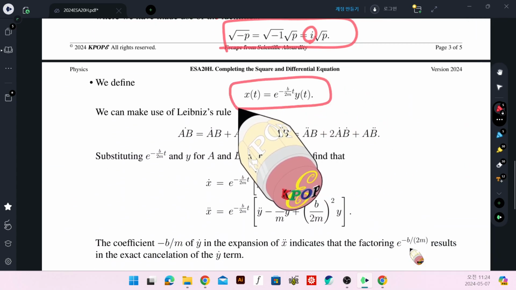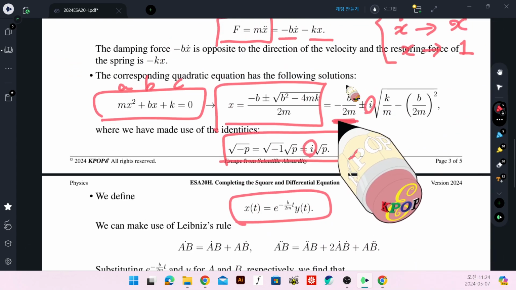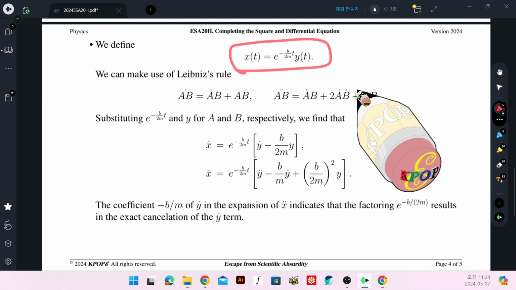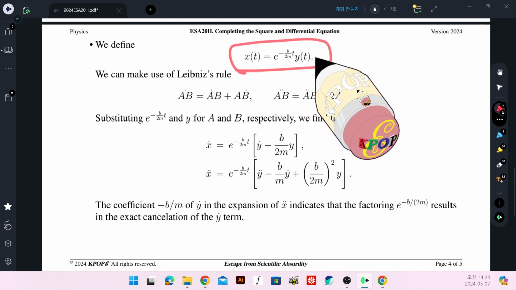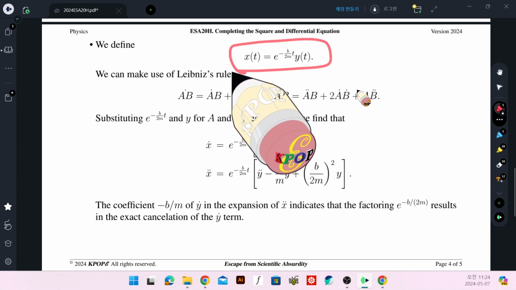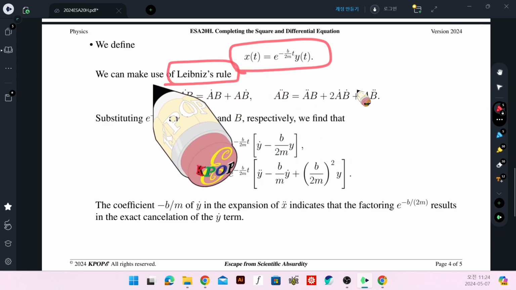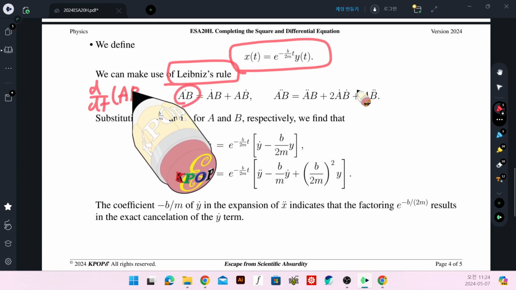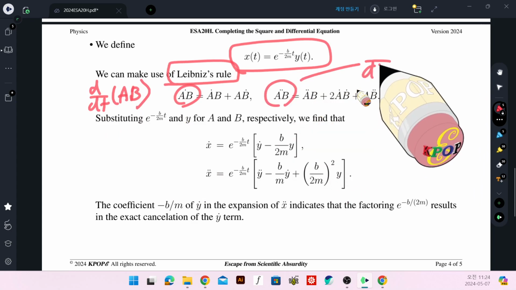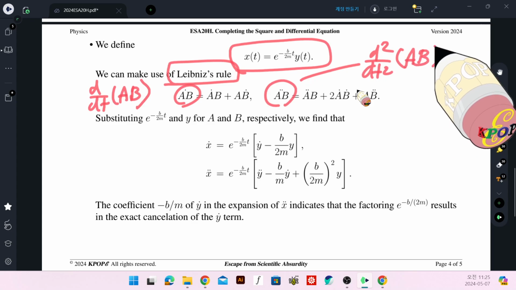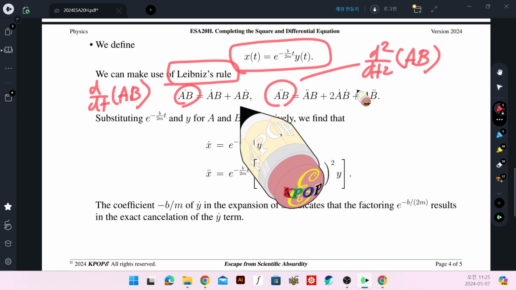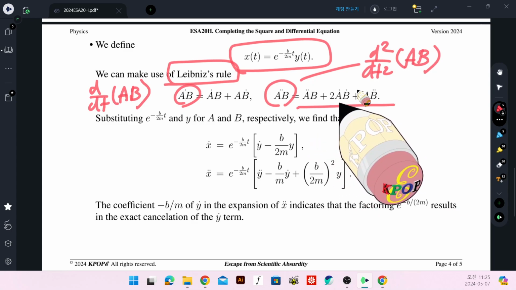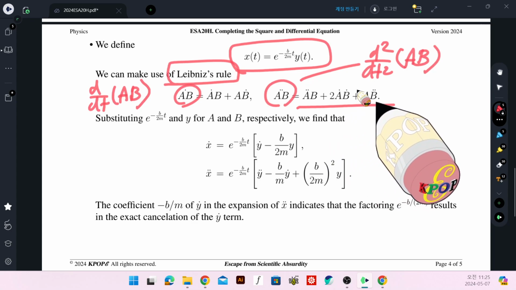Now we recall this: x of t is exponential of minus b over 2m t multiplied by y of t. We can take the first order derivative and second order derivative by making use of the Leibniz rule of the product function. This is the first order time derivative of the product ab, and this is the second order time derivative of the product ab. So I have a dot b plus a b dot. And for this one, we have a double dot b plus 2 times a dot b dot plus a b double dot.